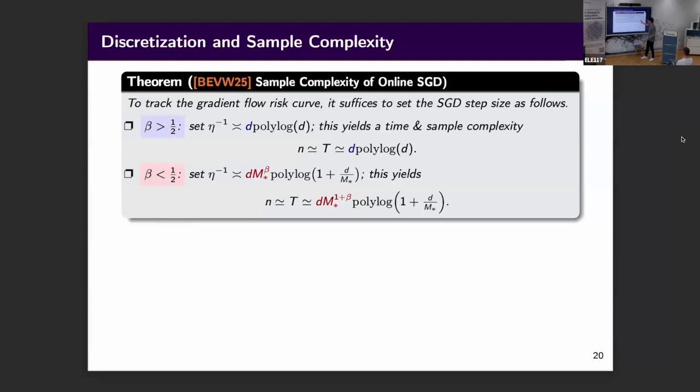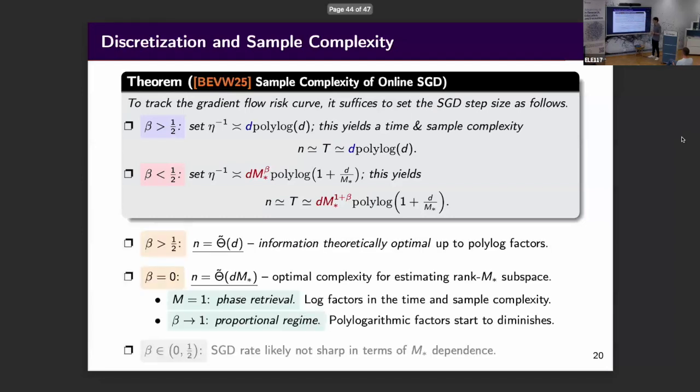Okay, so let me just provide some interpretation of these rates. Again, in this light tail regime, we're information theoretically optimal because we have d polylog d, and you need d samples even to learn this one quadratic neuron. So this part is pretty sharp. And for the heavy tail case, we are sharp when beta equals 0, which means that there's no power law in the second layer. It's just isotropic.